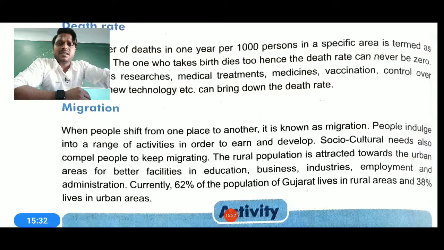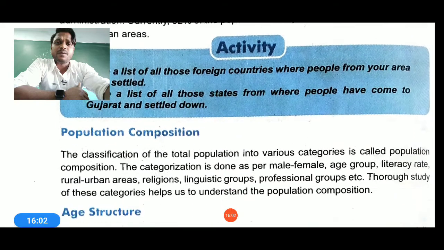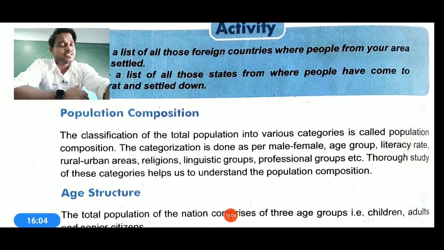Now, socio-cultural needs also compel people to keep migrating. यानी कि some needs of the people are also there, जिसकी वजह से लोग एक जगह से दूसरी जगह जाते रहते हैं, ज़रूरतें पूरी करने. Like education, business, then we can say employment, administration. So these are the basic things. ये ज़रूरतें हैं हमारी. Currently 62% of the population of Gujarat lives in rural areas, 38% in urban areas. यानी कि ज़्यादा लोग अभी भी गांव साइड रहते हैं, and 38% are living inside the urban areas, the developed areas. So this shows कि population composition and also the age structure.